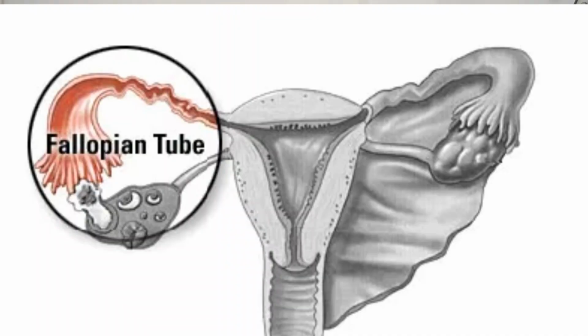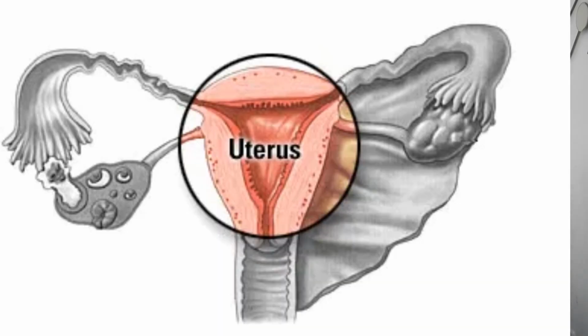Then, next to these ovaries are the tubes, the fallopian tubes. They're open on one end and open on another end. So an egg will be released from the ovary. It will go through the fallopian tube, hoping at some point in the fallopian tube to be fertilized by a sperm, and then it will go down into the uterus, the womb.